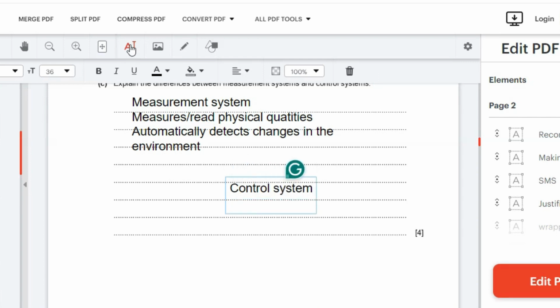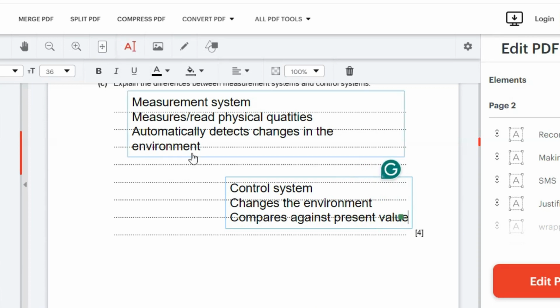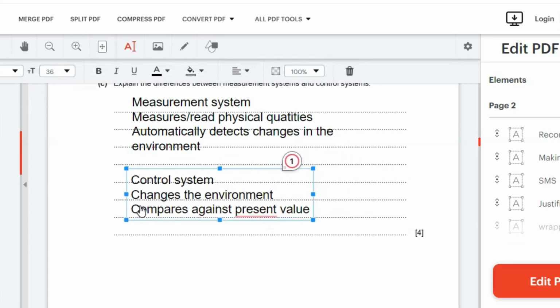One, the control system changes the environment. What other thing does it do? It compares against the present value. All right. So those are the two that we are going to state for the control system. I hope you are following.